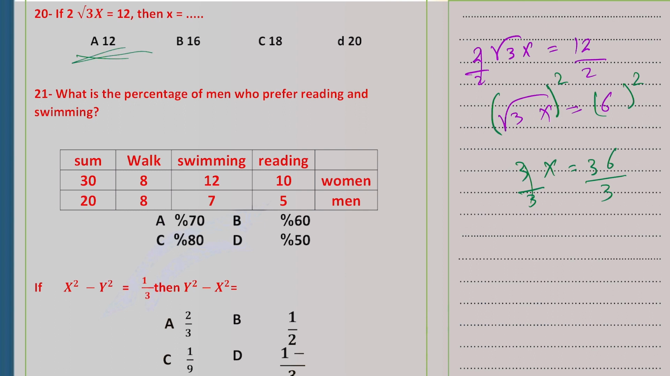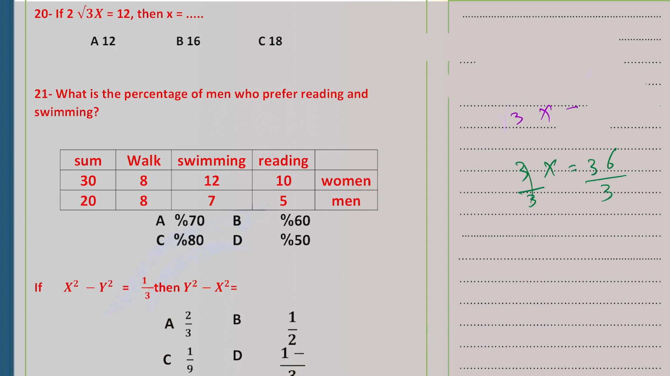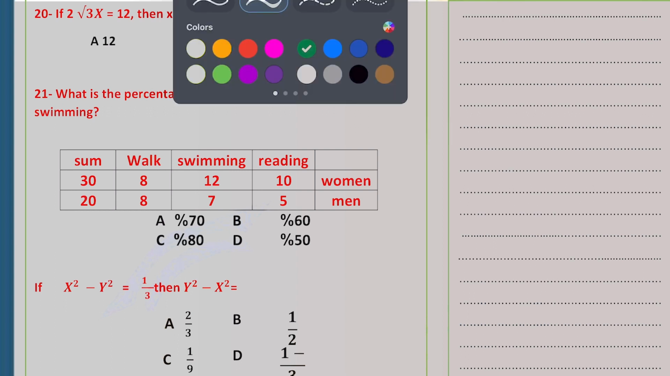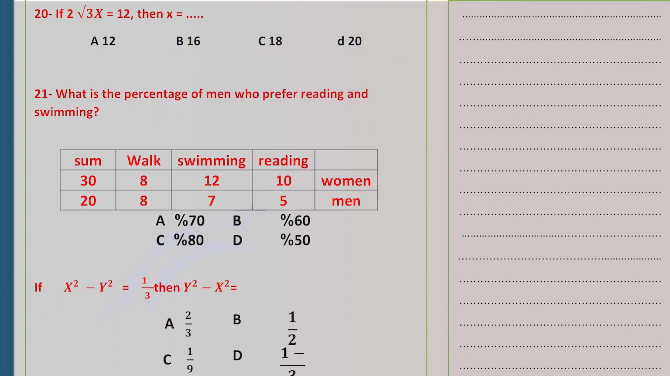Question number 21. He said, what is the percent of men who prefer reading and swimming? Where is reading? Swimming is 5 and 7. 5 and 7, 12 over the total of men, what is it? The total is 20. Okay, so here it's 20.